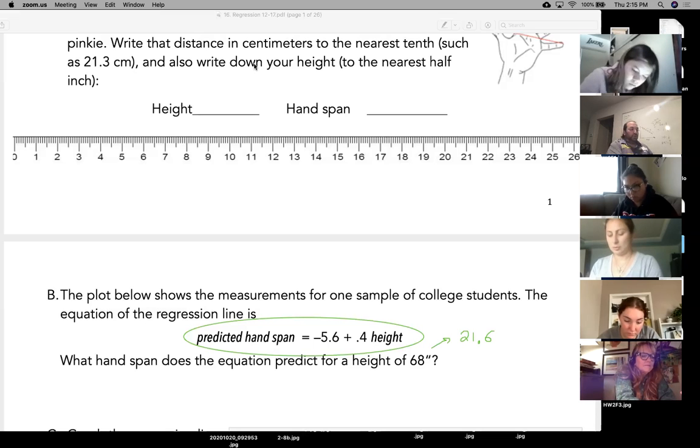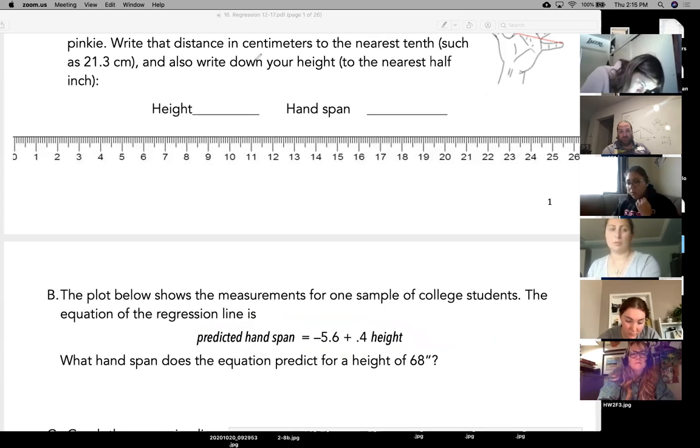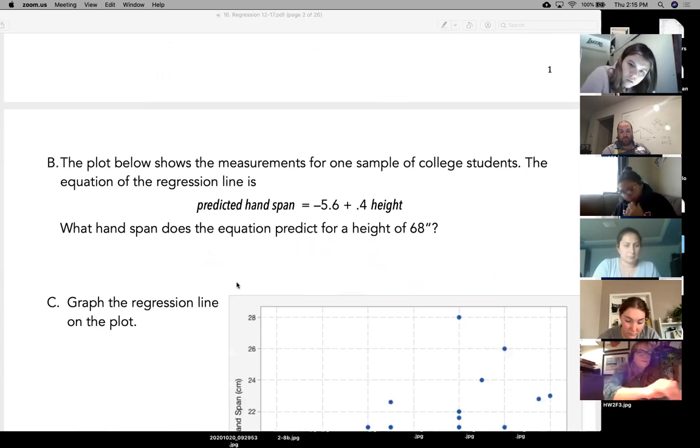This is what we use the best fit line for, predictions. Where did this come from? They're not telling us. That's beyond the level of the course. It came from calculus, but we can use it to predict. That is the purpose of the best fit line.